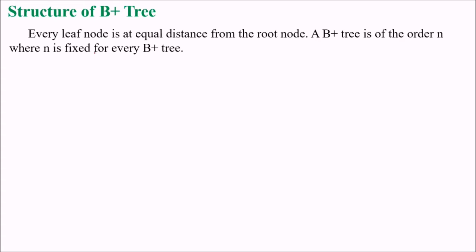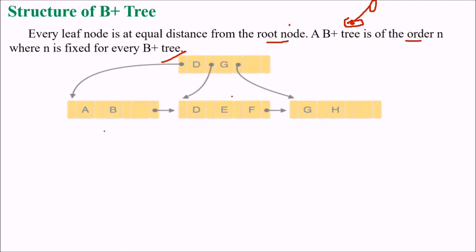The structure of a B plus tree: every leaf node is at equal distance from the root node. We'll see the diagram. A B plus tree is of order n, where n is fixed for every B plus tree.